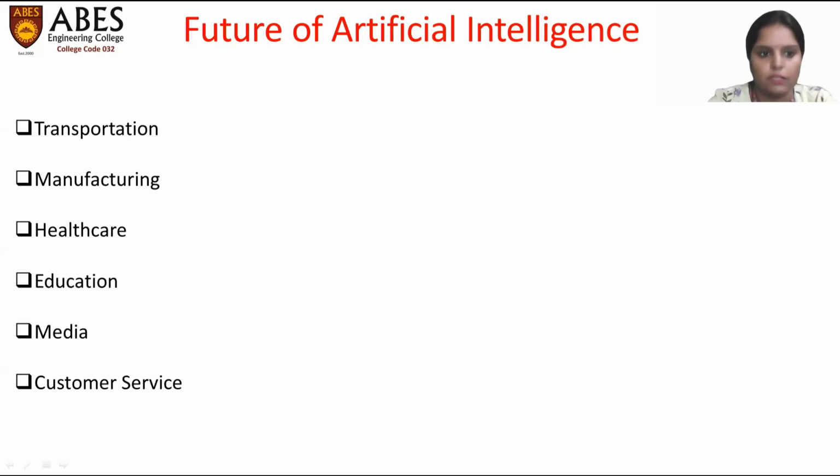Here is the future of artificial intelligence. Transportation. In transportation, self-driving cars are there, and due to self-driving cars we don't need a driver, as it is operated only by artificial intelligence. If we talk about manufacturing, as we have heard about Industry 4.0, what is Industry 4.0? Industry 4.0 is nothing but robotic machines doing the work.